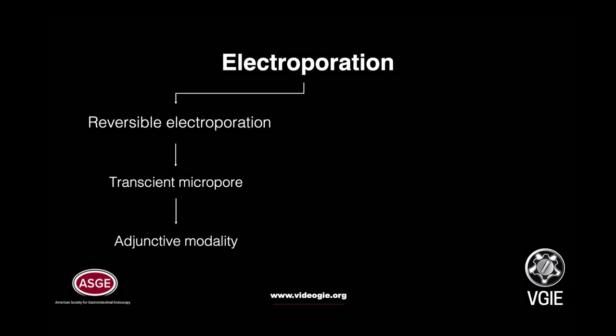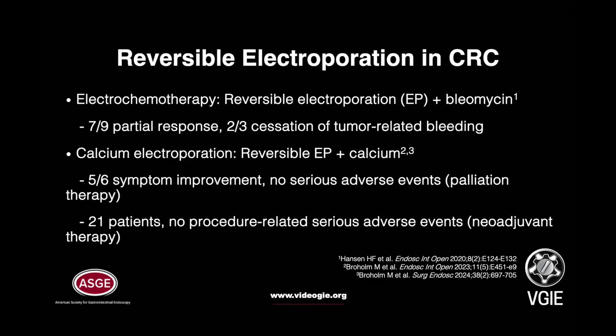Reversible electroporation occurs when an electrical field is applied to the target cell, creating transmembrane potential differences that result in transient micropores in the cell membrane. Increased cell membrane permeability allows passage of poorly absorbable substances such as chemotherapeutic agents or toxic cations such as calcium into cells. An early clinical study showed that reversible EP with bleomycin provided partial responses in 7 out of 9 patients and diminished tumor-related bleeding in 2 out of 3 patients.